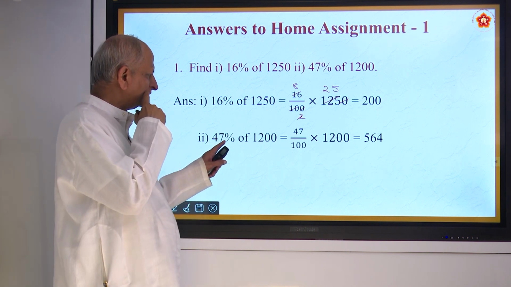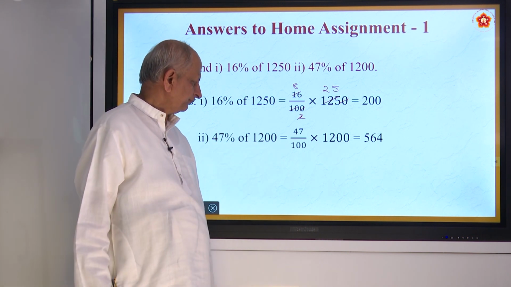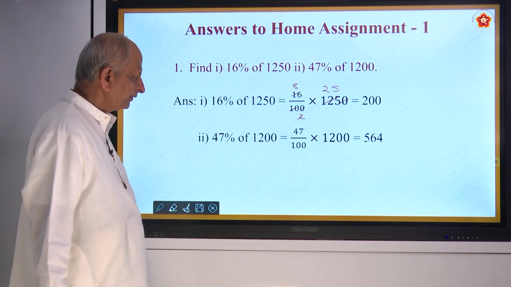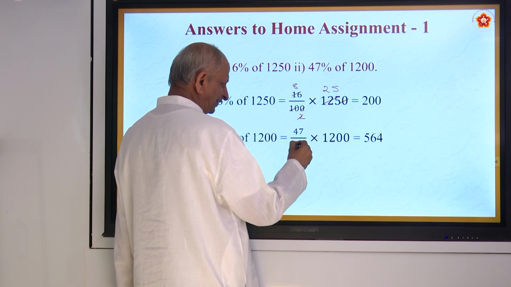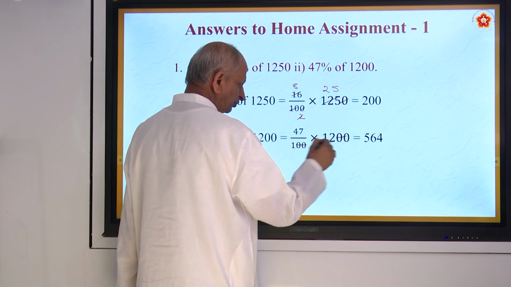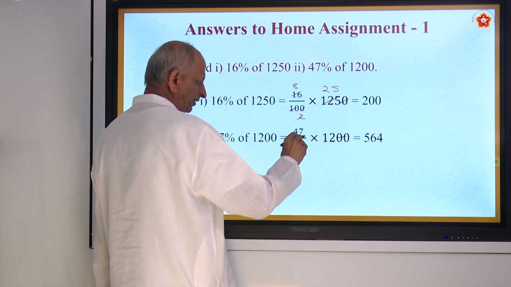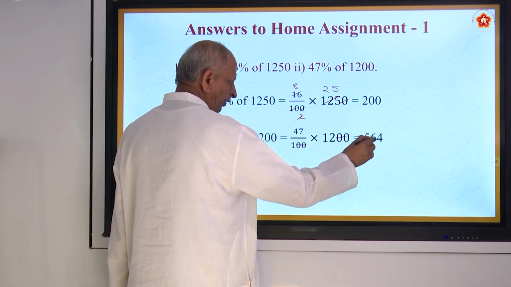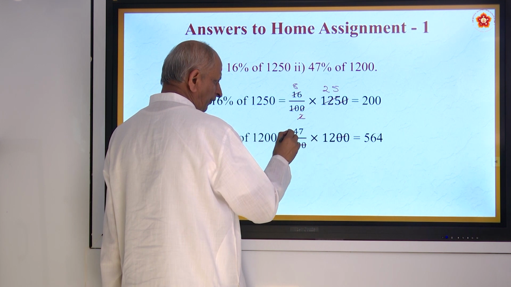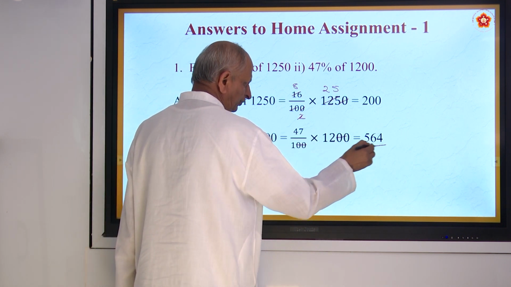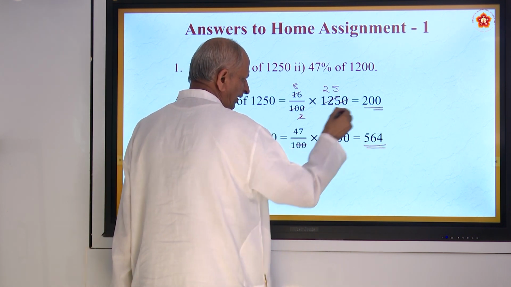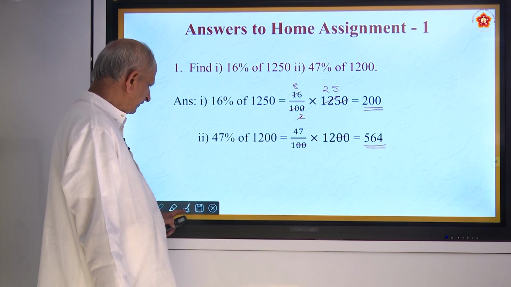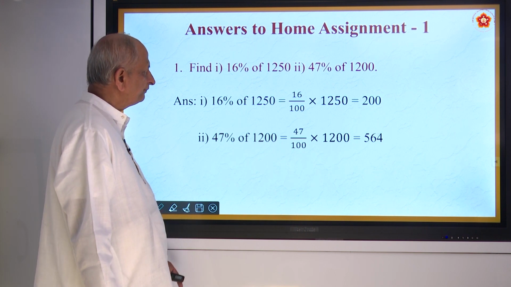Similarly, 47% of 1200. So 47 by 100 into 1200. And we have not shown this cancellation because the numbers should be clearly visible. So 47 into 12. 12 7s are 84, 8 carry. 12 4s are 48 plus 8, 564. So that is the answer. Always the answer must be underlined. Okay. So that is the answer for the first question.